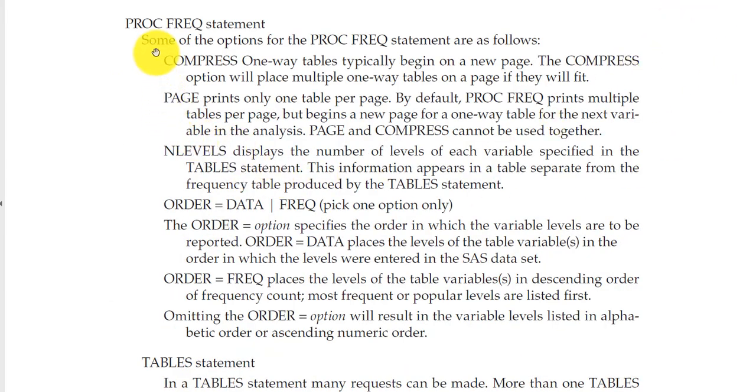The FREQ procedure has a few options I've listed here. Probably the most useful to you would be NLEVELS and ORDER=DATA or ORDER=FREQUENCY. Whenever you see a vertical bar like this, it means pick one. And so DATA is the default, I believe, and if you wanted ORDER=FREQ, it's going to put things in a descending order according to frequency.